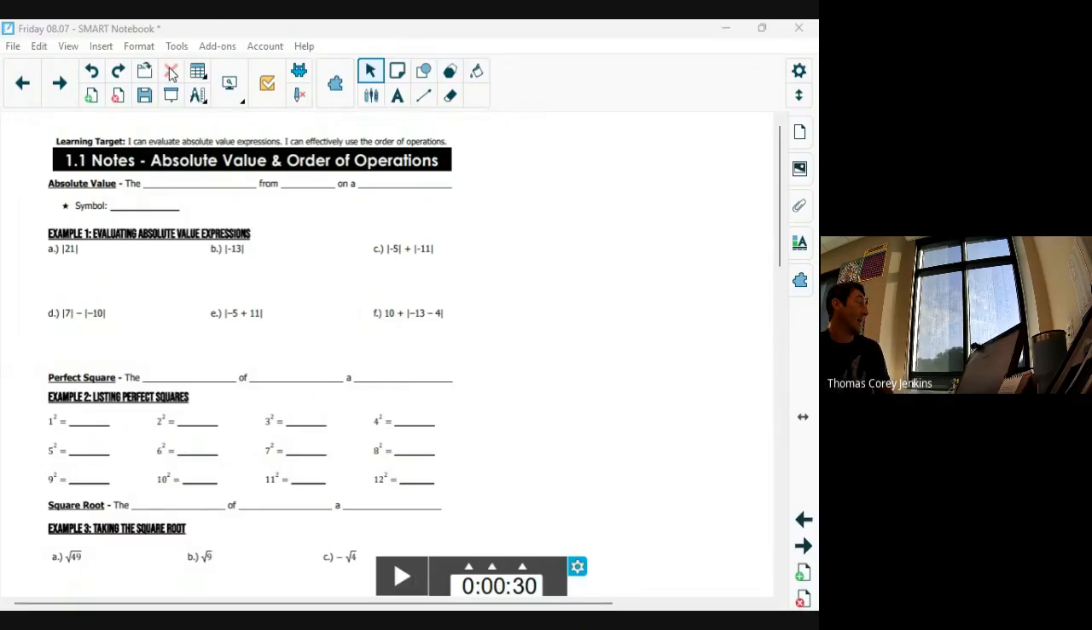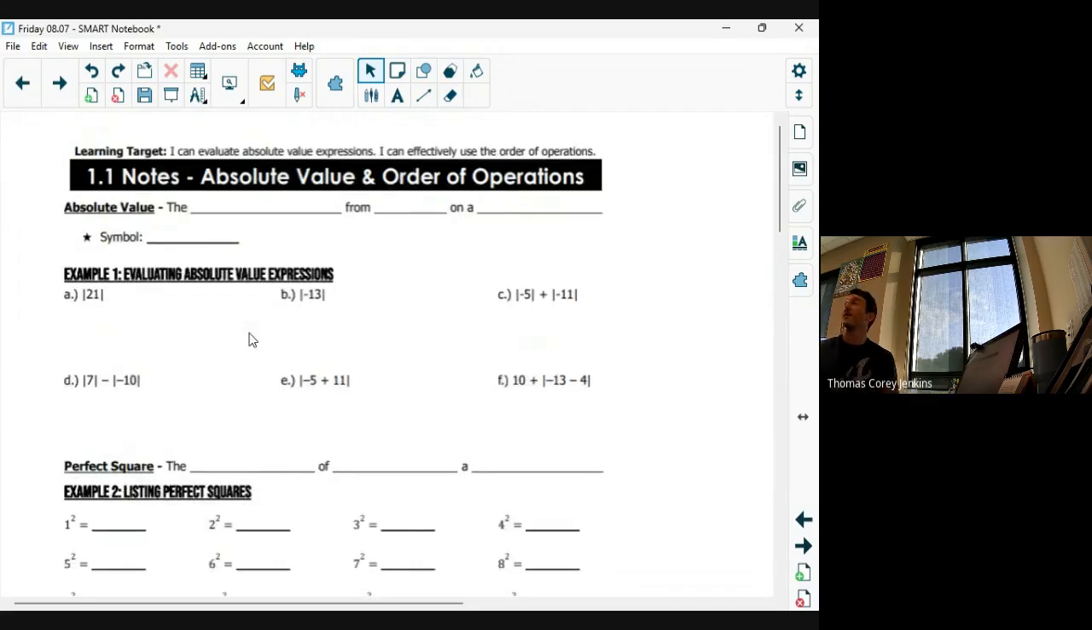All right, guys, we'll go ahead and get to it here. Again, this is the first section of the Chapter 1 notes. Our learning target is I can evaluate absolute value expressions, and I can effectively use the order of operations. So this is all about simplifying expressions, kind of like what we're working on in the DMR, just some different looks.